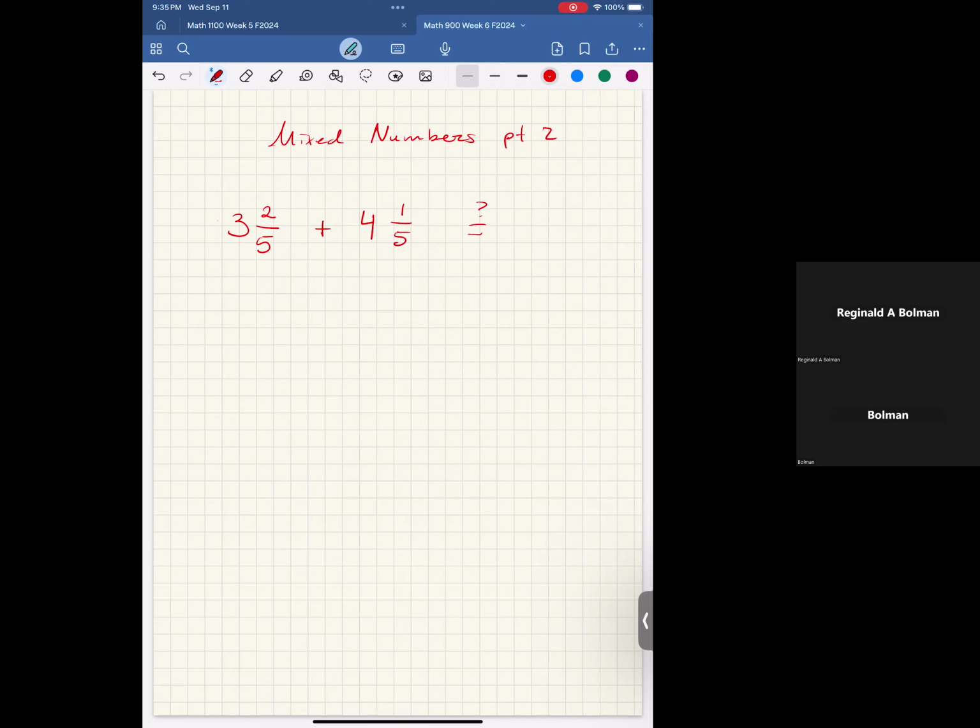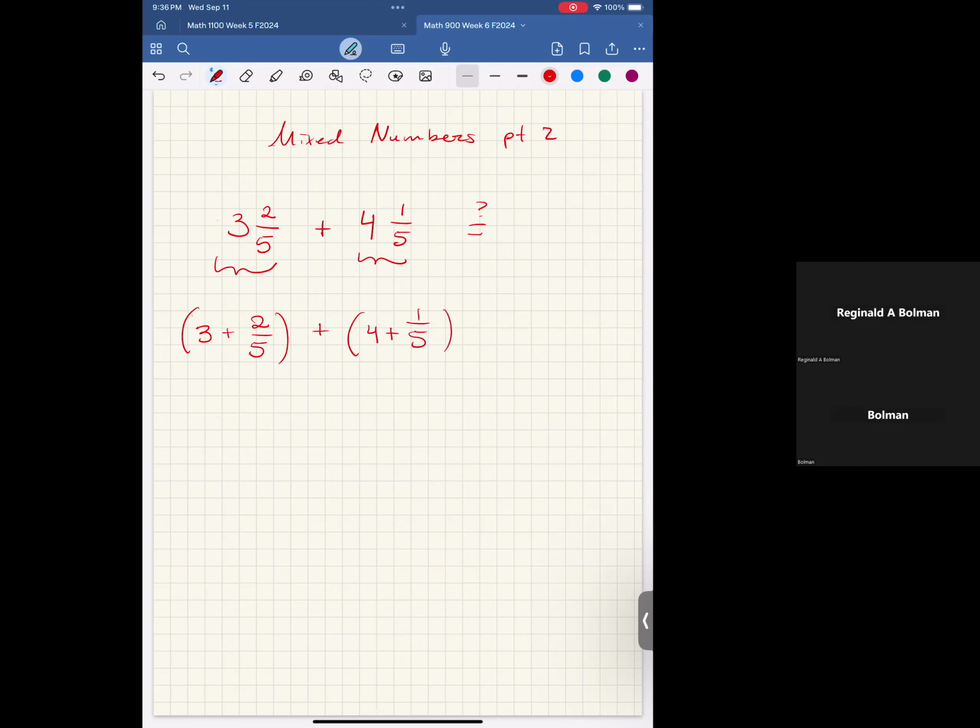What's interesting here is there are a couple of different ways that you can interpret this statement. The first, and probably the easiest, is to just consider the definition of a mixed number. When you write 3 2/5, you're literally saying 3 plus 2/5. And when you write 4 1/5, you're literally saying 4 plus 1/5.